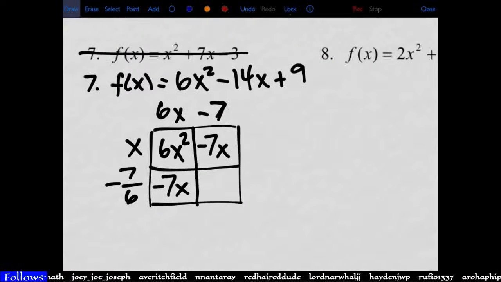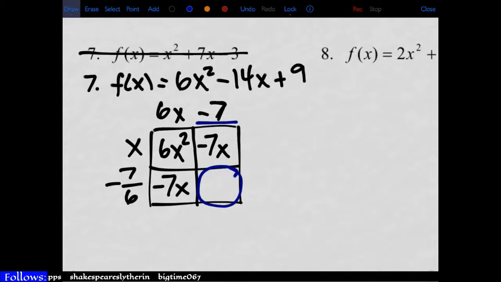Okay, now that's an ugly fraction, and you'll never have to work with these fractions, but it's still going to work out. So this bottom right-hand number here is just going to be negative 7 times negative 7 over 6, which is negative 49 over 6.